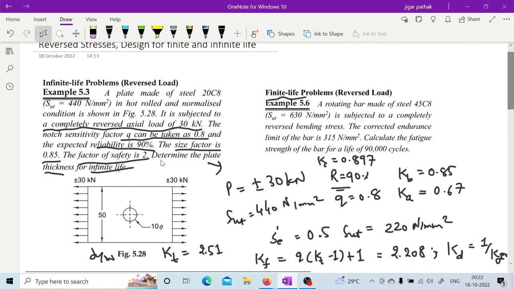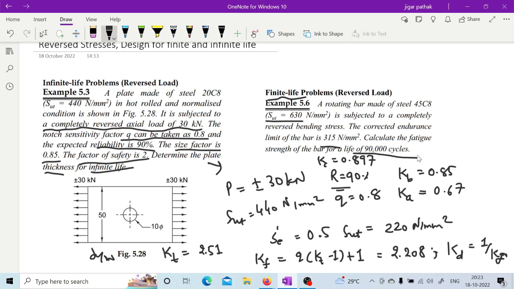A rotating bar made of this steel is subjected to a completely reversed bending stress. The corrected endurance limit is directly given as 350 Newton per mm square. SUT is given as 630. Now calculate the fatigue strength of the bar for a life of 90,000 cycles.